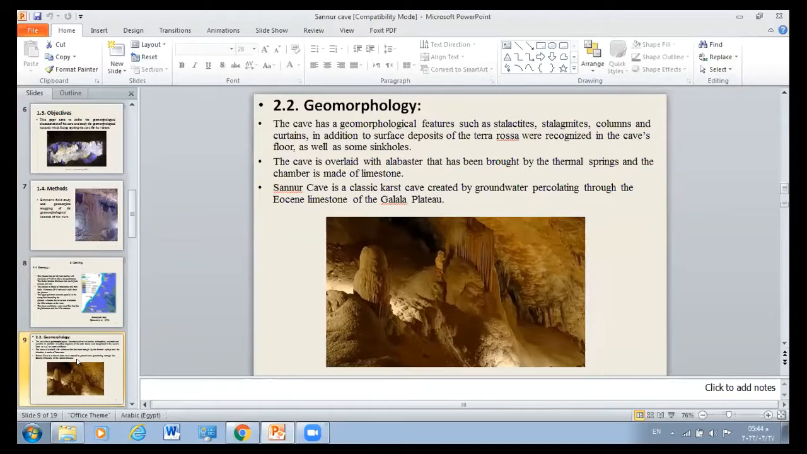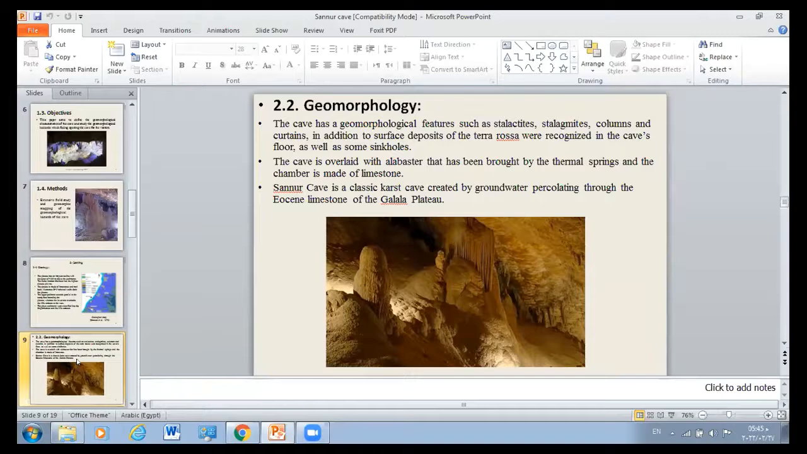Geomorphology. The cave has geomorphological features such as stalactite and stalagmite columns, in addition to surface bosses recognized in the cave's floor, as well as some sinkholes. The cave is overlaid with alabaster that has been brought by the thermal spring, and the chamber is made of limestone. Normally, we know that alabaster refers to fine-grained calcium sulfate or gypsum, but the term Oriental or Egyptian alabaster was introduced before maybe 1984 for the crystalline calcium carbonates of the Nile.